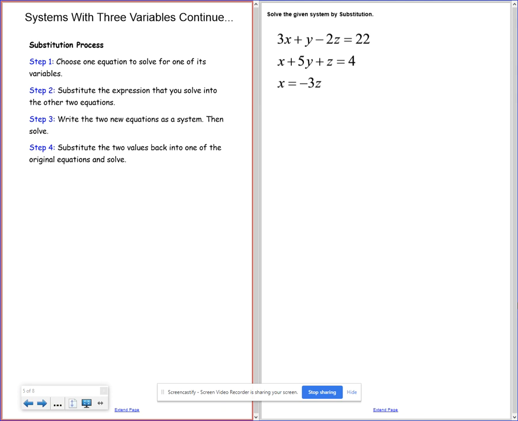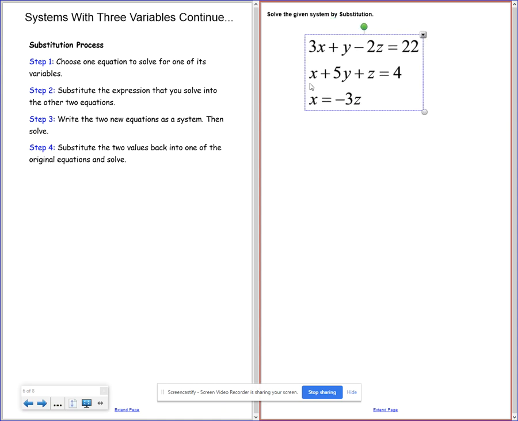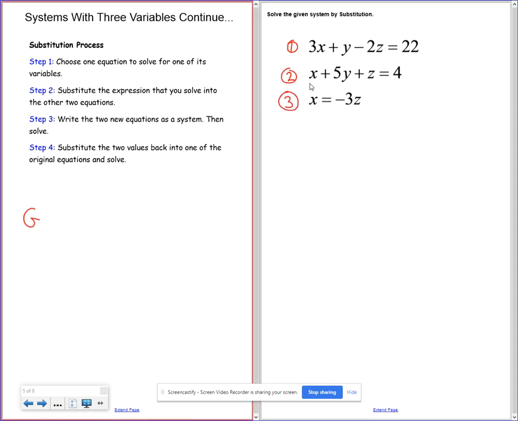So again, just like we did with elimination, I'm going to label these equation 1, equation 2, equation 3. Our goal is to find our equation 4 and 5. And we want equation 4 and 5 to be a system of two equations with two variables. But today we're going to use substitution. So what you need to do is choose 1, 2, or 3 to solve for either x, y, or z. Well, if you look at number 3, it's already solved for x. So we're going to use that.